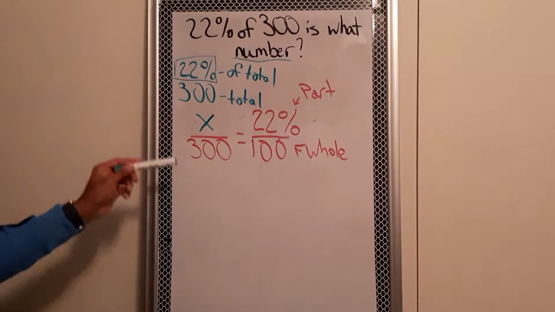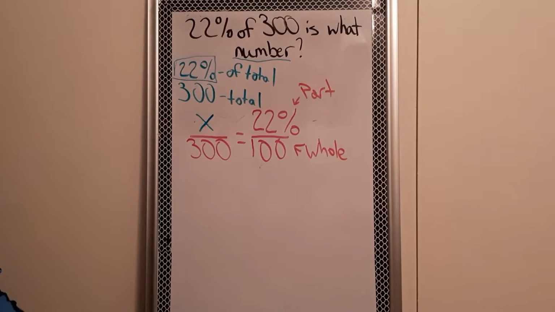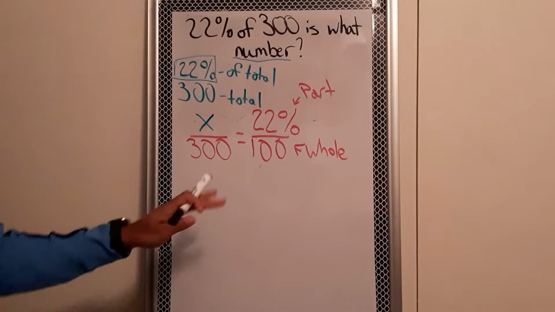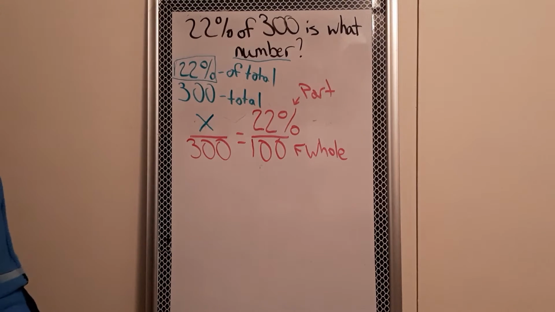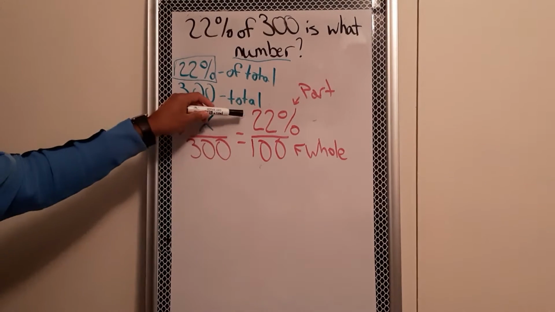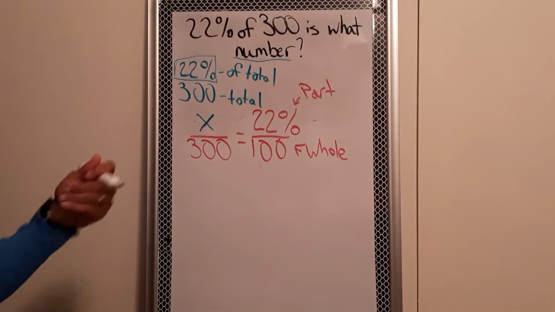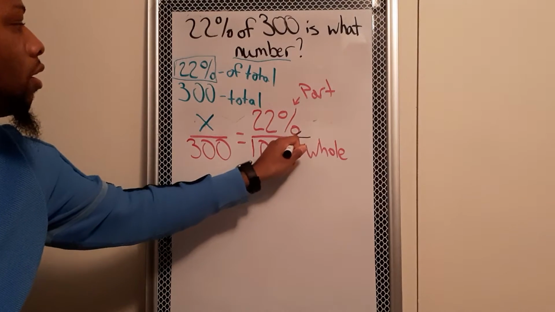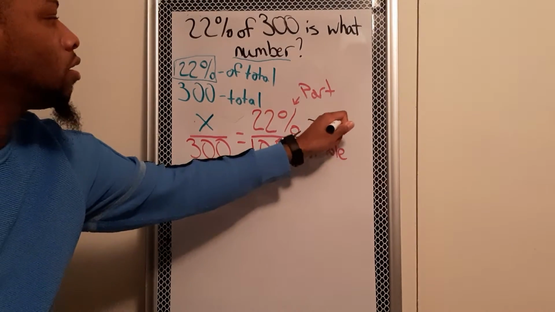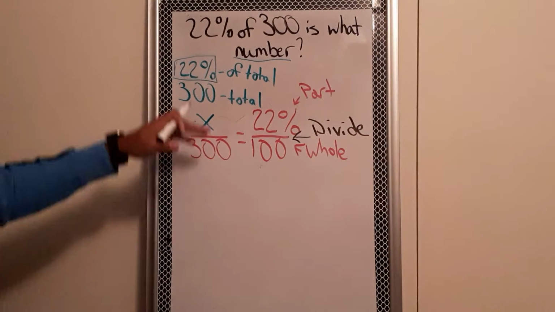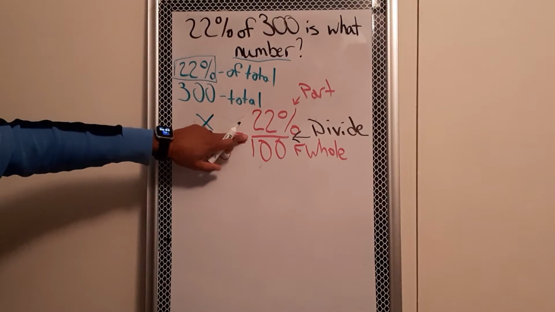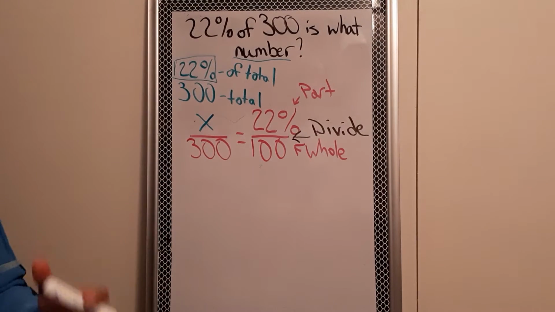Now that we have our proportion set up, we can go about finding our part, the number that represents 22% of 300. So the way we do that is, first thing, we have to turn this percent into a decimal. The way we convert a percent into a decimal is we can do it two ways. We can divide 22% by 100, because this fraction bar just means to divide. So if I read this, it would say 22% divided by 100.